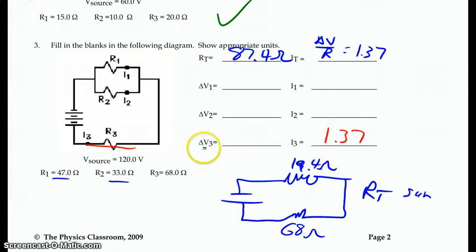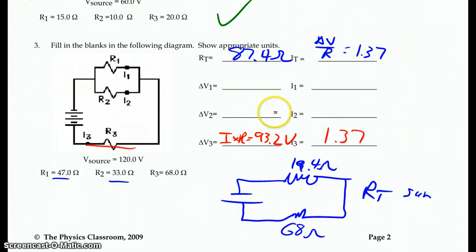It has a resistance of 68, so delta V is I times R. So I can take 1.37 and multiply that by 68, which is its resistance. It's going to use up 93.2 volts. Okay, so it's the biggest part. It's going to use up the biggest amount of the potential difference.